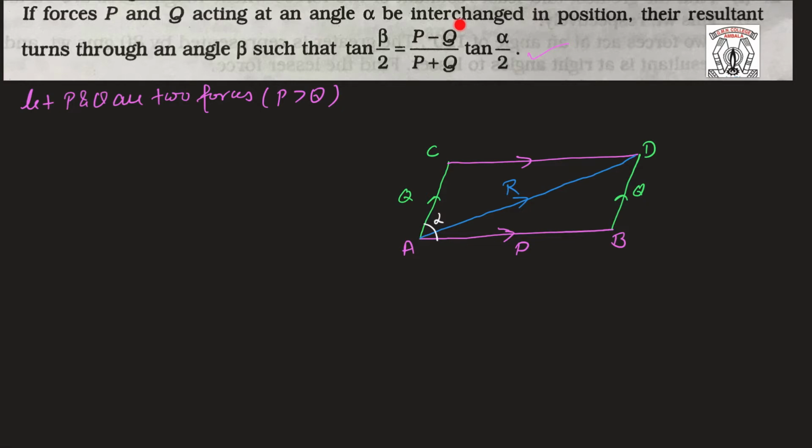At an angle alpha, be interchanged in position. Interchange in position means here is P, now these will be interchanged. Instead of Q, here will be P, and instead of P, here will be Q. So the smaller force Q will come over here, and the greater force will go over there. So whatever the resultant will be, that resultant will turn through an angle beta. So let me draw the figure first.